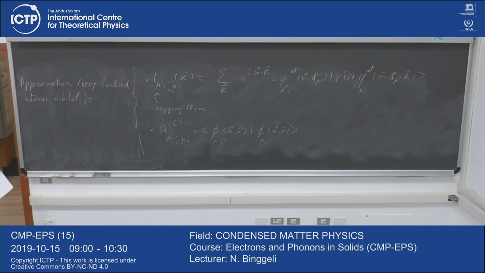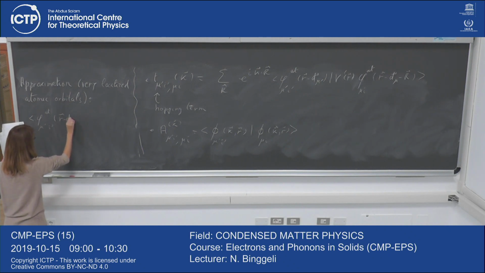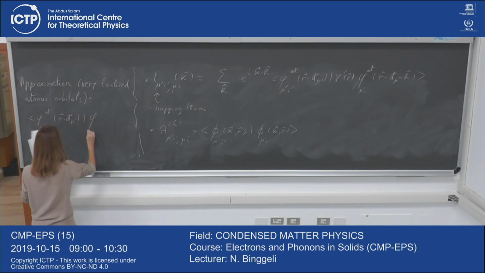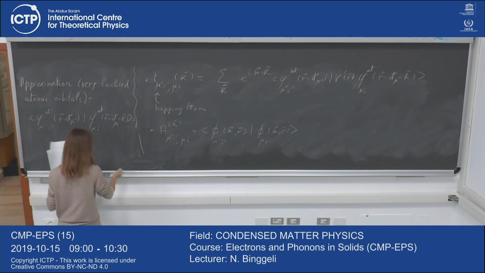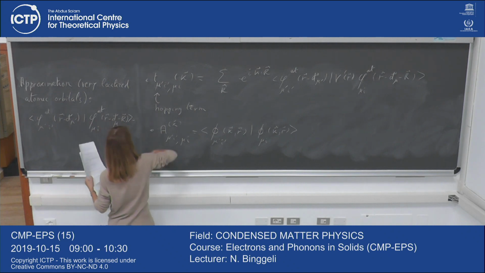So, what we will use as approximation is that this matrix element, that is the overlap between atomic functions sitting on different atomic sites, will be 0. So we will use this approximation that phi atomic for the atom mu prime with the atomic function here for the atom mu, we will write approximated as 0.